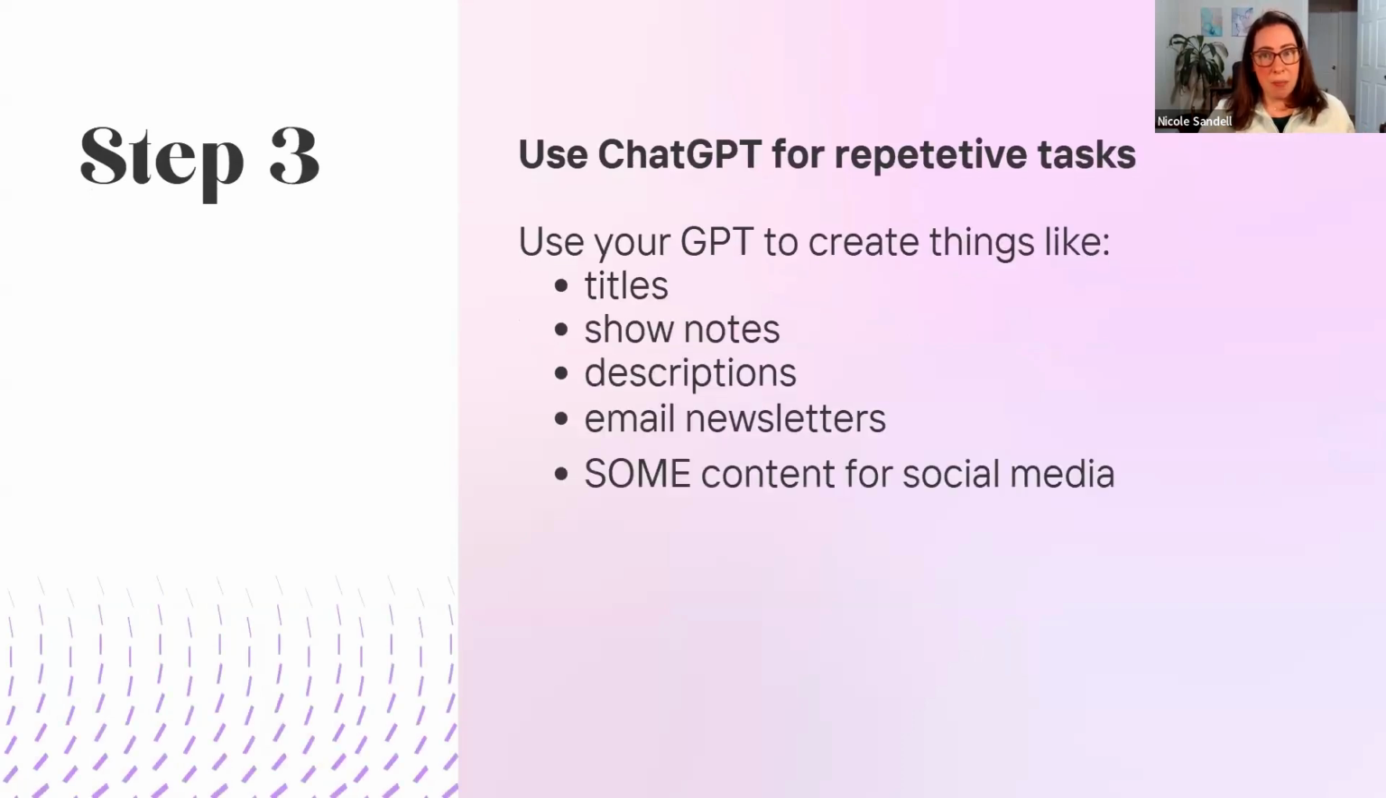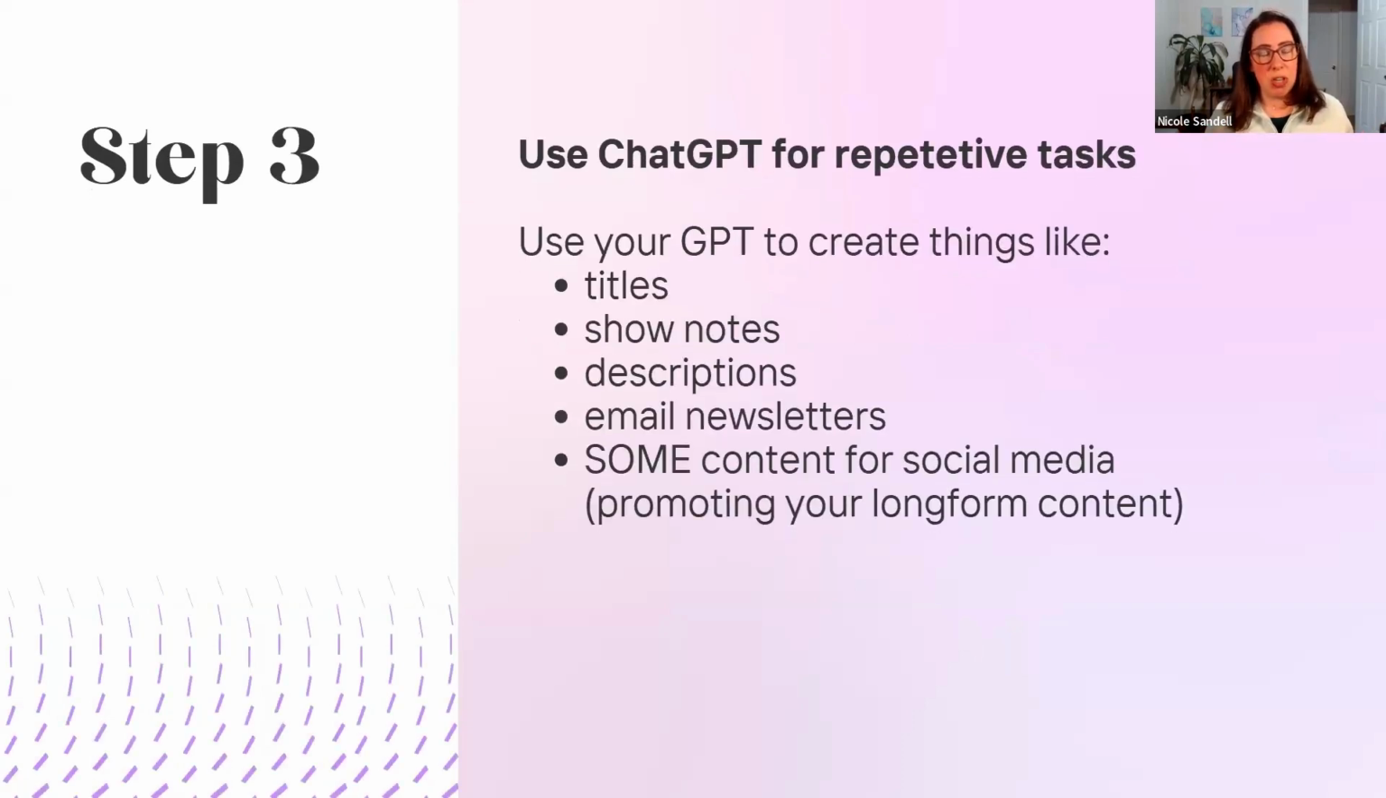Because for step three, now we're going to use ChatGPT for those repetitive tasks. So you're going to upload your transcript or your written post or article or newsletter or whatever your long form content is. And you're going to use ChatGPT to create things like titles, show notes, descriptions, email newsletters, and some content for social media. This would be posts promoting your long form content.